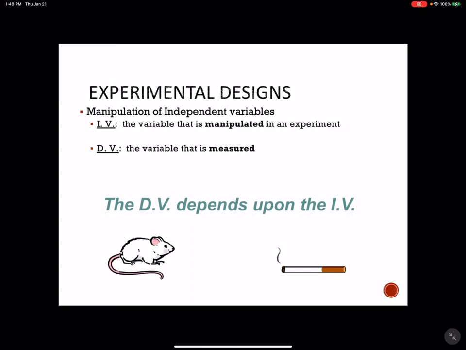Let's say we're doing a study to see if smoking causes cancer. And our dependent variable is cancer, which I'm not showing. I messed it up again. And the independent variable is the smoking. So I'm manipulating how much cigarette smoke our sample of mice is exposed to, and I want to know about incidence of cancer. So in that case, cancer would depend upon the smoke.